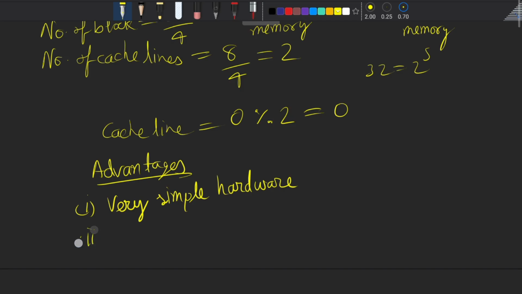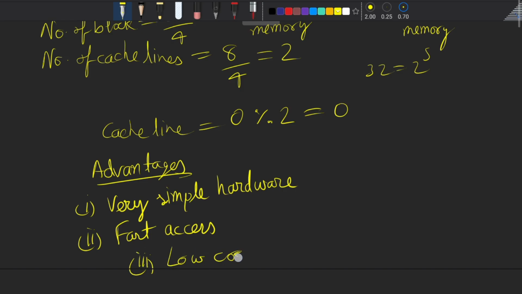Another advantage is that it provides us fast access. Since every block in main memory is mapped to exactly one block in cache memory, it gives us very fast access to the main memory. And of course, because of having simple hardware, it is of low cost.